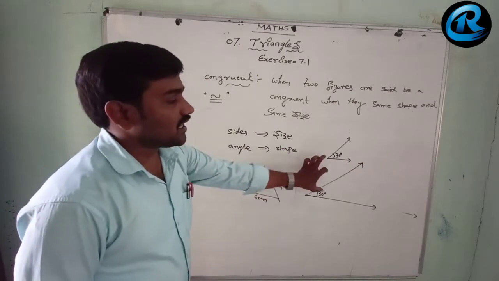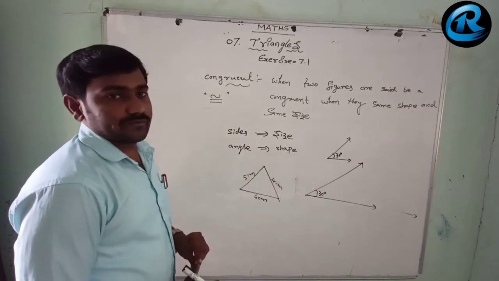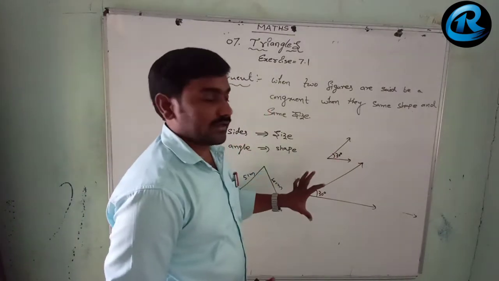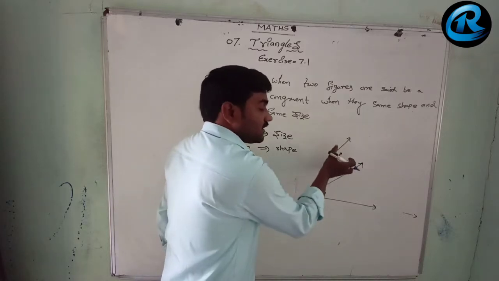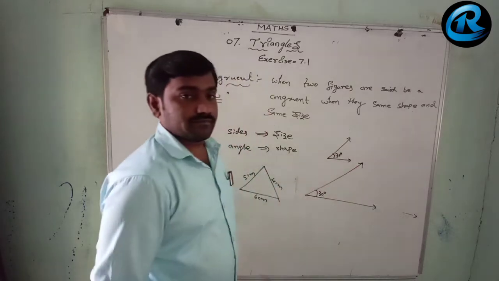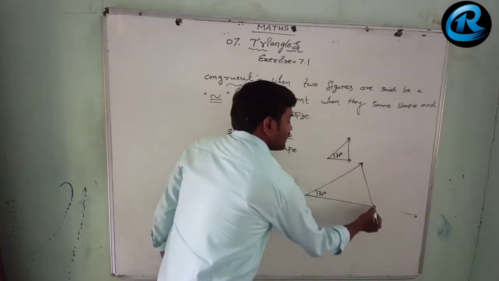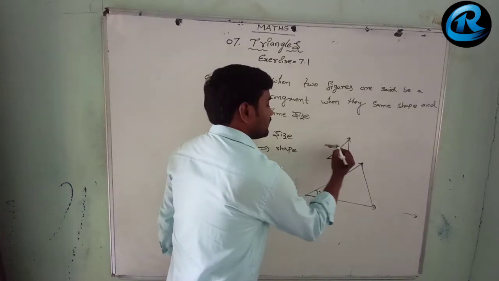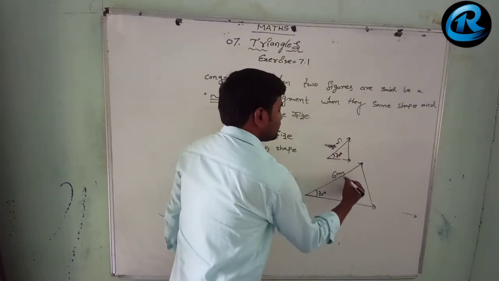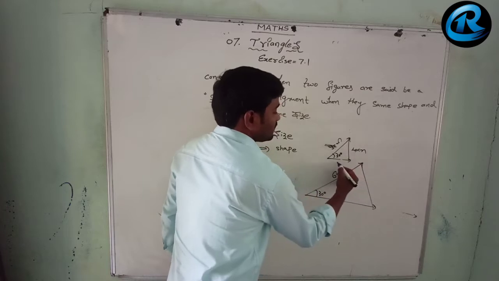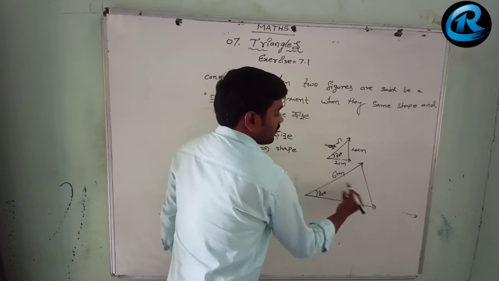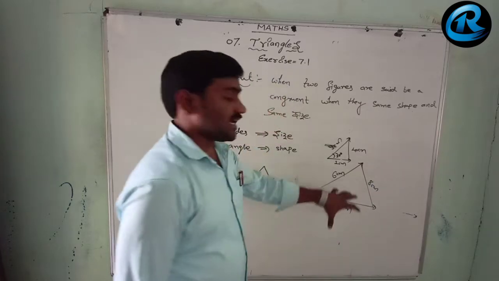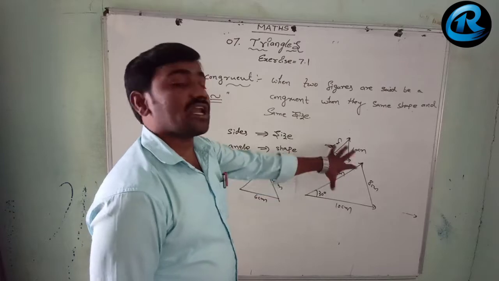So these two angles are called congruent angles. But we should know what the sides are. Directly we cannot say that these two are congruent. But here see, when you get other sides, suppose this is 3 centimeters and this is 6 centimeters, this is 4 centimeters and this is 2 centimeters, we should know what the other sides are. Depending on that we can tell whether they are congruent or not.